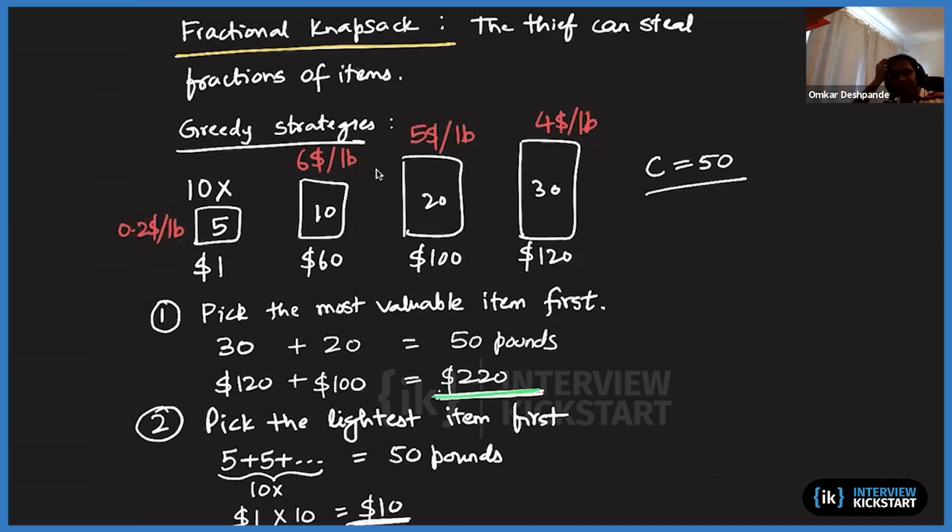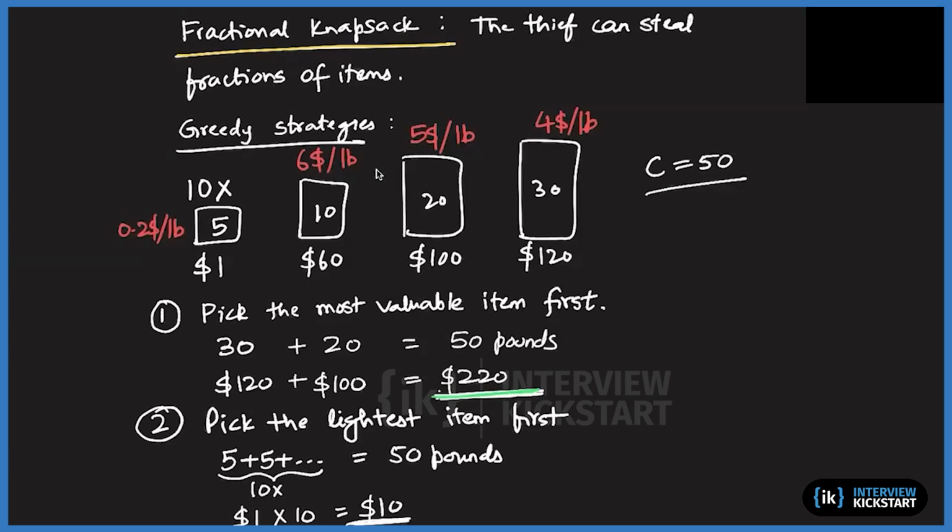Emmanuel? Yeah, so I was just going to follow that up with, for the 0-1 knapsack, you use dynamic programming, but for fractional knapsack, you would use greedy approach. Yeah.